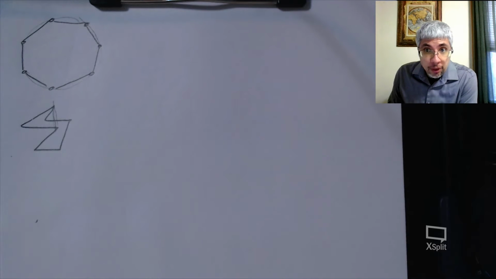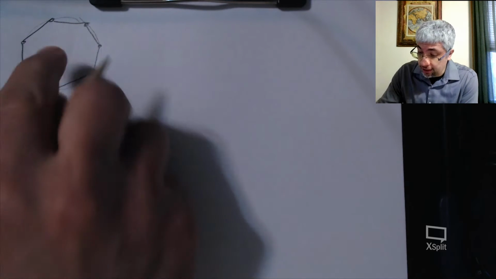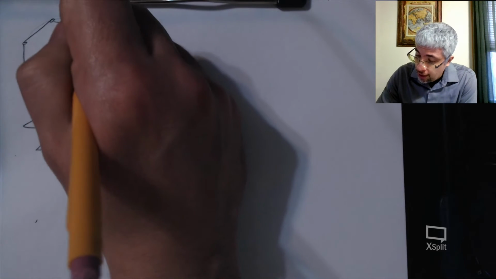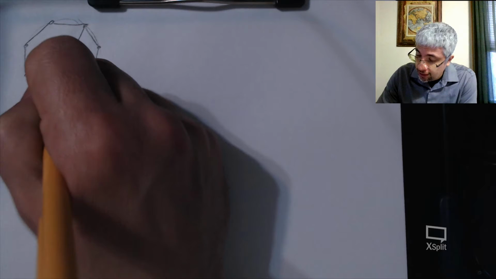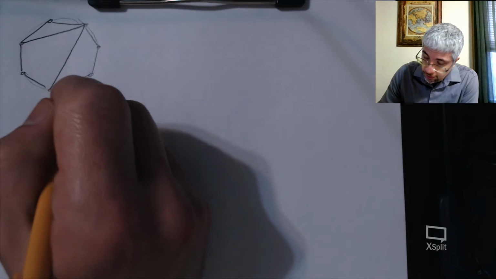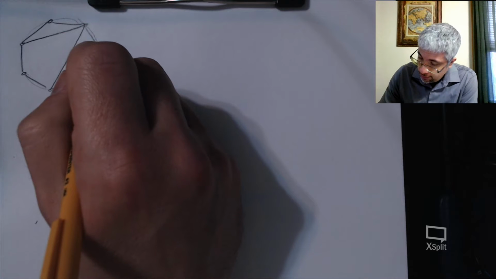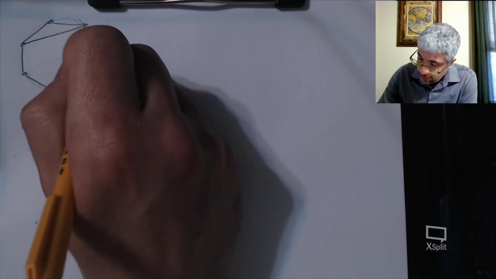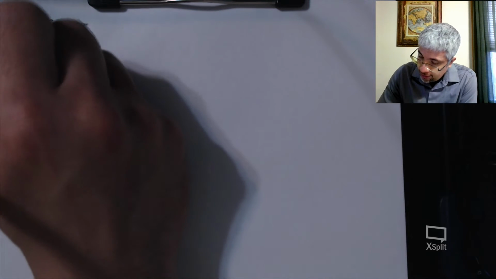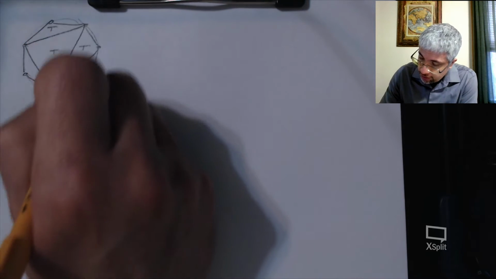So, okay, what do I want to do? I want to triangulate this polygon. So I want to turn it into triangles. So basically, I'm going to be connecting vertices with edges. Let's do that, and maybe that. And now you can see every piece is a triangle.